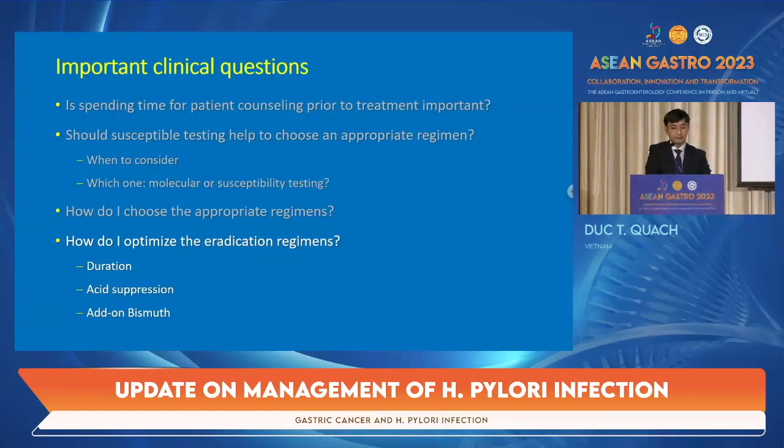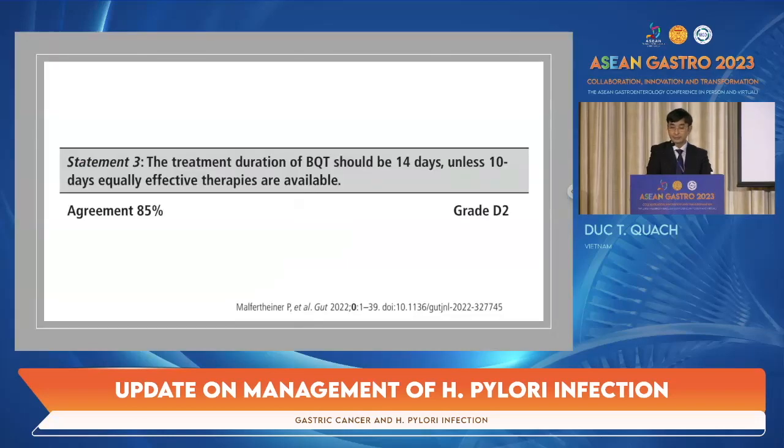And the next one is how we can optimize the eradication regimen, and I would like to mention some key factors like the duration, the acid suppression, as well as the bismuth add-on. Regarding the recommendation of the Maastricht 6, you see here that the treatment duration should be 14 days for the bismuth quadruple therapy, as well as other treatments, unless we have local, strong evidence to show that a shorter duration therapy can confirm at least an 80 to 90% success rate.